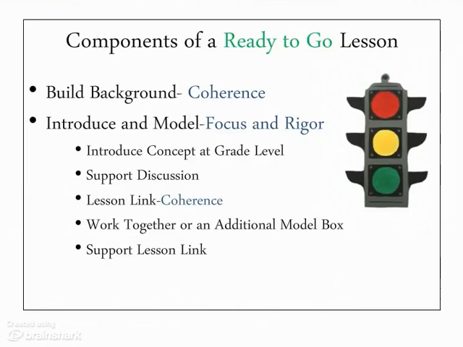As the teacher moves the students into the third and final part of the lesson, the Ready to Go portion, which is recognized by the green color coding, the lesson structure will change slightly. This part of the lesson is now on grade level. The teacher will still build background knowledge and introduce and model, but a lesson link will be provided in order to promote the idea of coherence for the students, helping them to see the link between the prerequisite skills they just worked on and this new portion of the lesson.